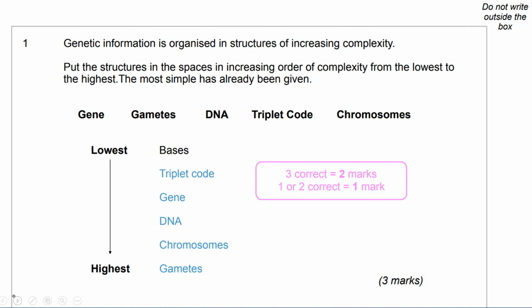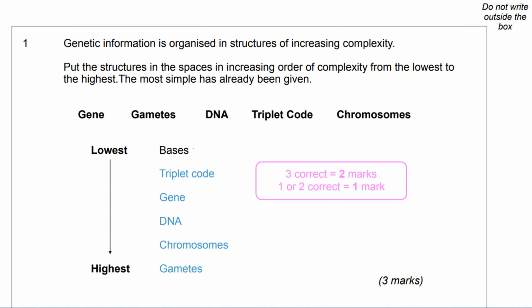So for the first part of the question, as you can see here in the pink, it gives us some advice. If you get all 5 correct, there would be 3 marks. If you're only getting 3 correct, you would be dropped down to 2 marks. And if you're only getting 1 or 2 correct, 1 mark.